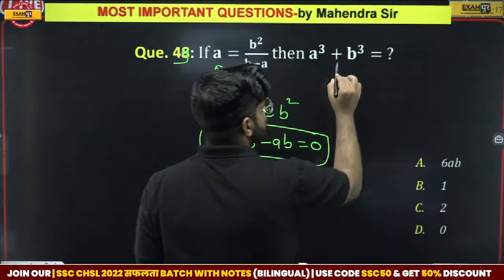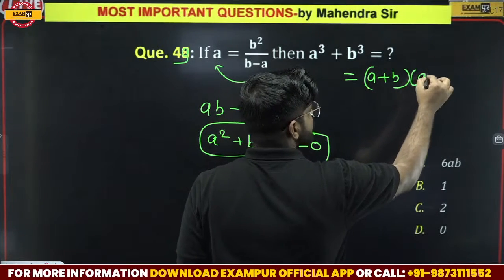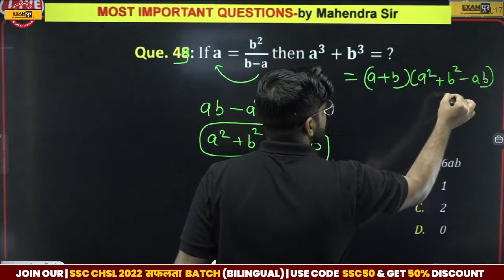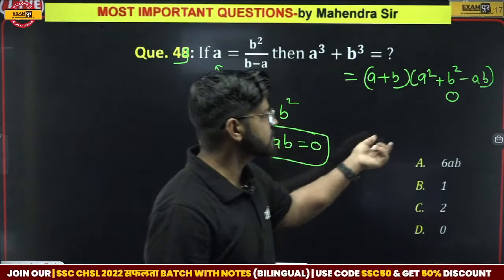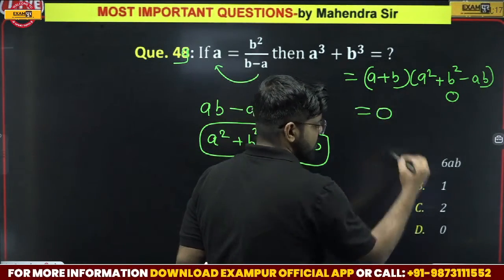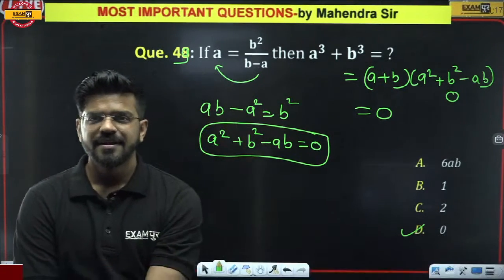Clear? And you know the formula: A plus B into (A square plus B square minus AB). Now this thing is 0. According to the question, this thing is 0. That means the multiplication will also give 0. Is it clear?